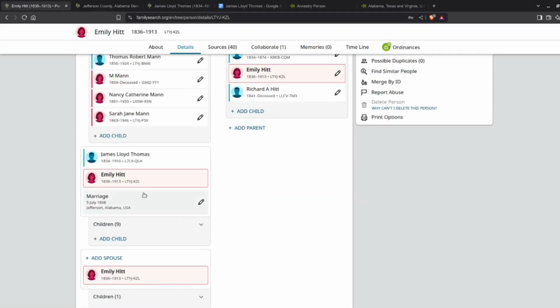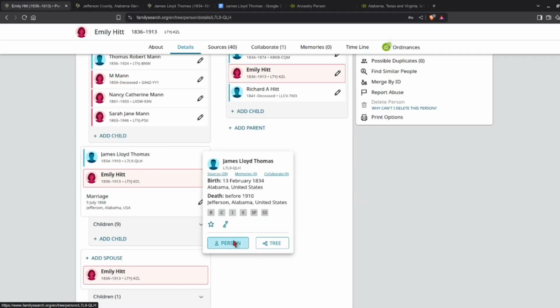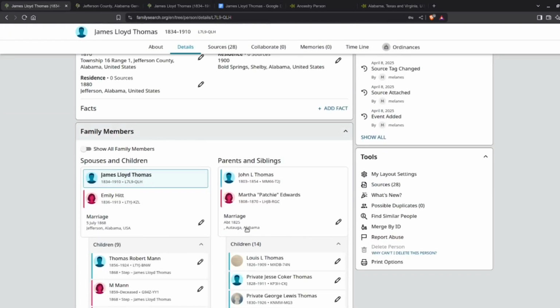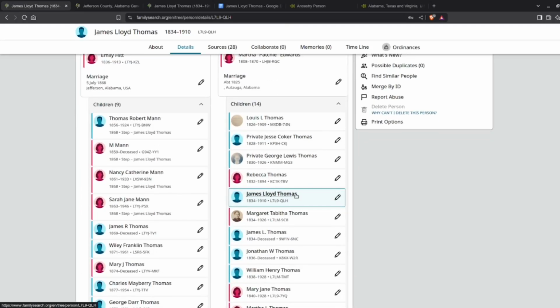But the whole reason that we're looking at James Lloyd Thomas is because we're trying to figure out who his parents are, if they are really John L. Thomas, because there are two James L. Thomases in the household, and it doesn't seem like they are duplicates. They could be the same person, so we're trying to figure that out. They could be two separate men, and they are just mixed up and attached to the same set of parents.